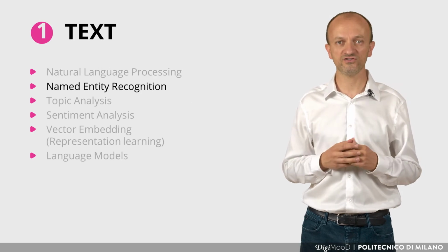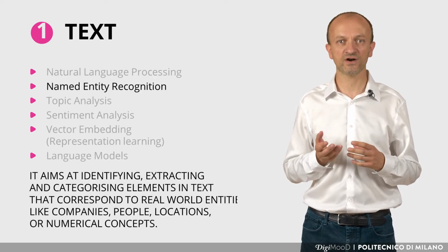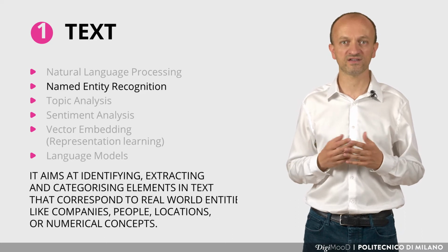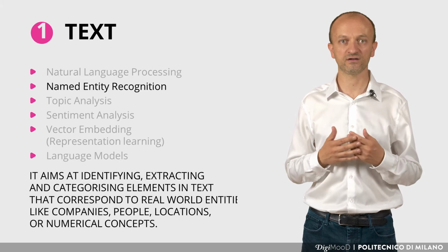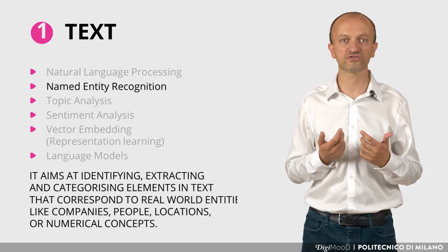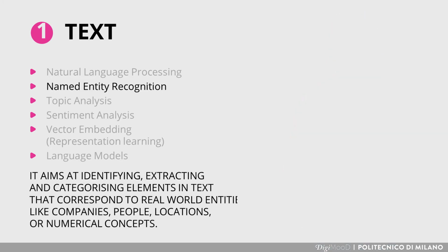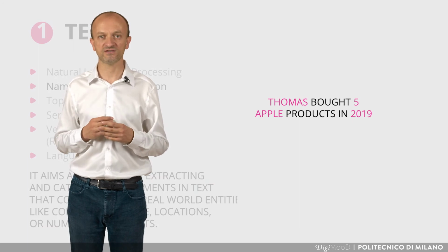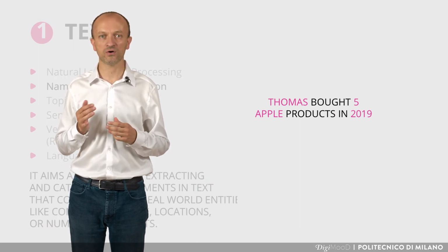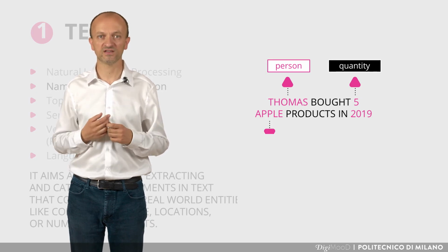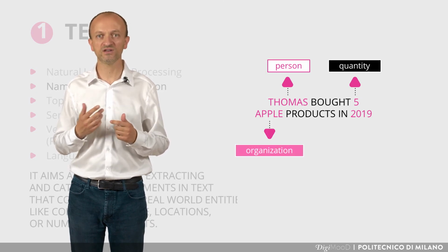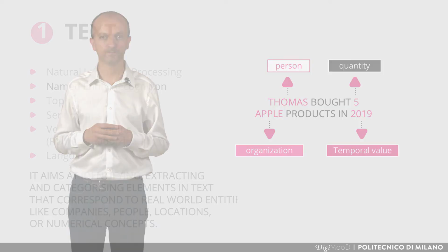Let's now consider in details some of these techniques. Named entity recognition aims at identifying, extracting, and categorizing elements in the text that correspond to real-world entities like companies, people, locations, or numerical concepts. For instance, in this sentence, we can identify Thomas as a person, 5 as a quantity, Apple as an organization, and 2019 as a temporal value.